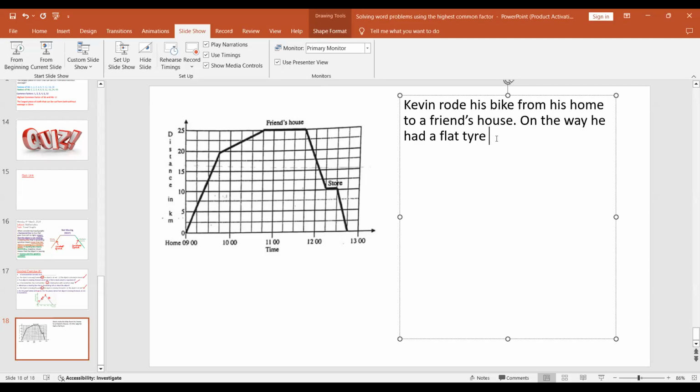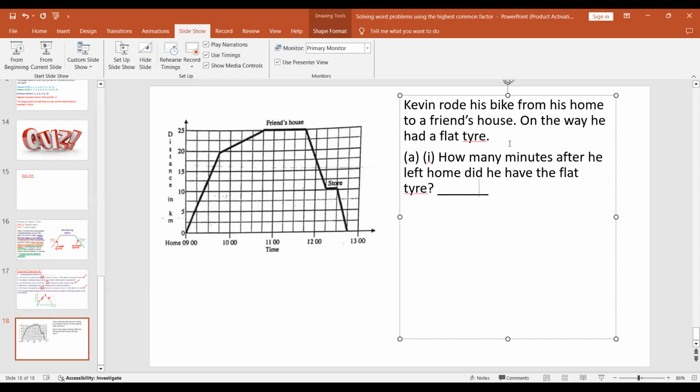So on the way home, he had a flat tire. The first question says, how many minutes after he left home did he have the flat tire? It's a good question. It's a question about minutes.